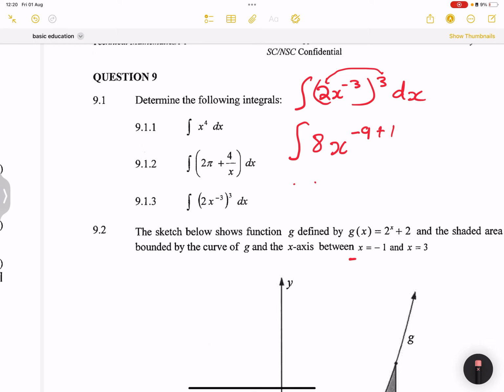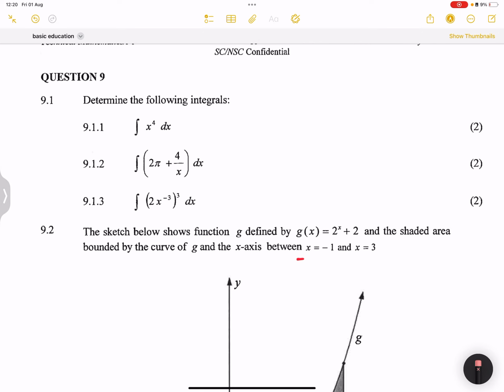This is one of those sections that we really need to pick up marks from. We are left with one more question, 9.2, and we're going to do that in the next video.